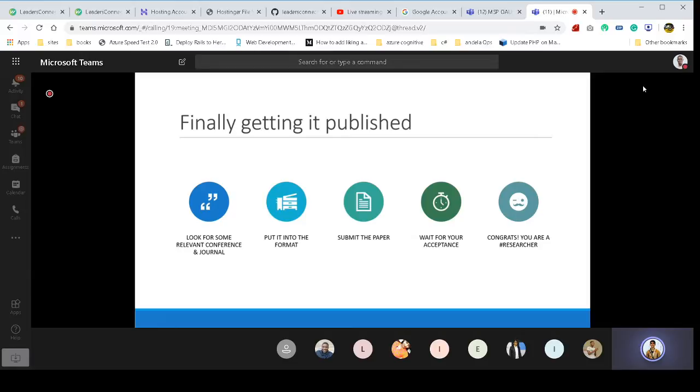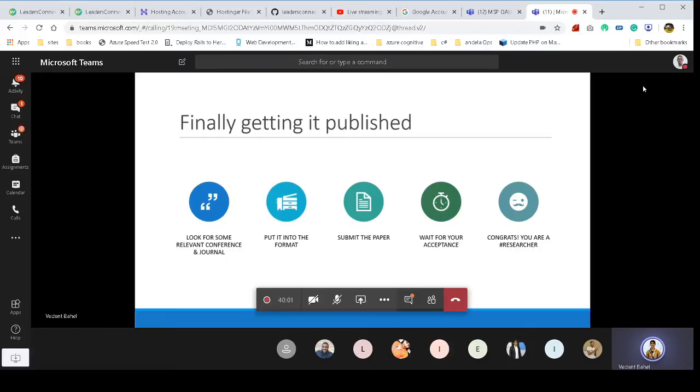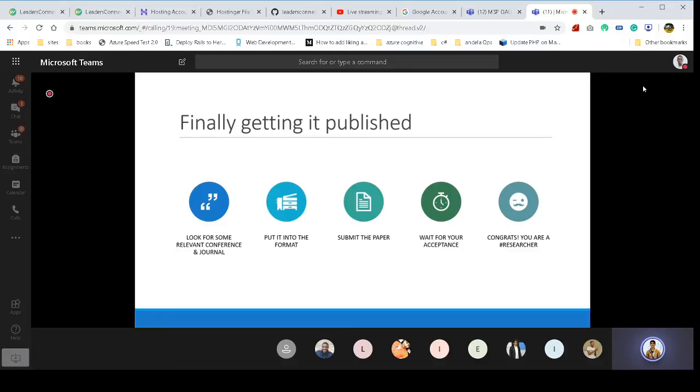Usually at good conferences and journals, the acceptance is done within 2 to 3 months, or maybe less than that. Some conferences take more than that. Once your acceptance is done, you get the email: congrats, we have accepted your paper and it will be published in a few days. Then you do some formalities like copyrights, and your paper gets published. Congrats, you are a researcher.